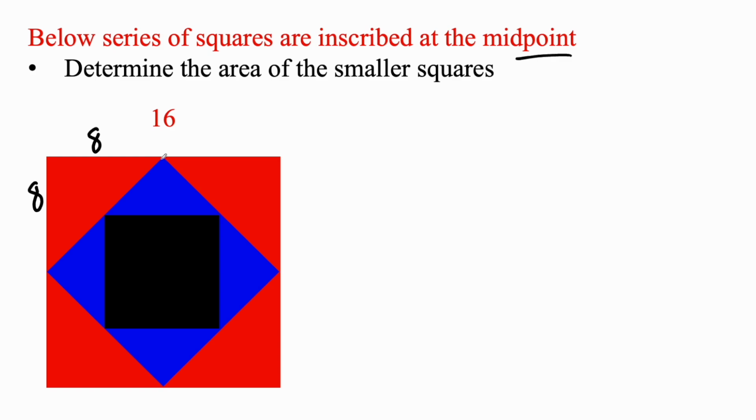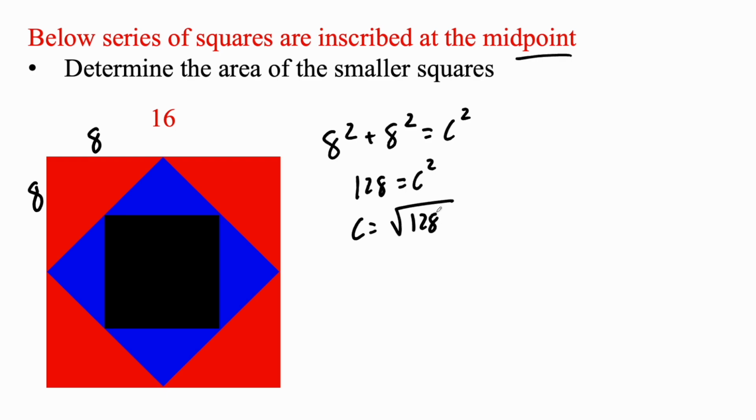So now we're going to get the blue length right here. So we'll do 8 squared plus 8 squared is equal to c squared. So 8 squared plus 8 squared. So 8 squared is 64, so we're going to get 128 is equal to c squared. And so c is equal to the square root of 128, which we can rewrite as the square root of 64 times 2. From there we can rewrite again as 8 square root of 2. So this blue piece right here is 8 square root of 2.